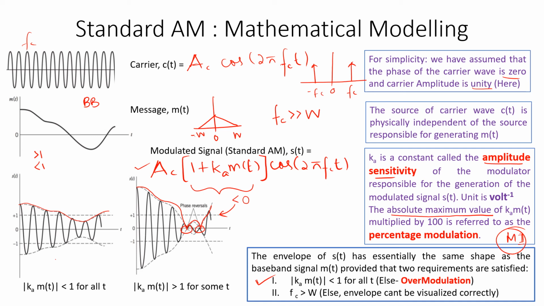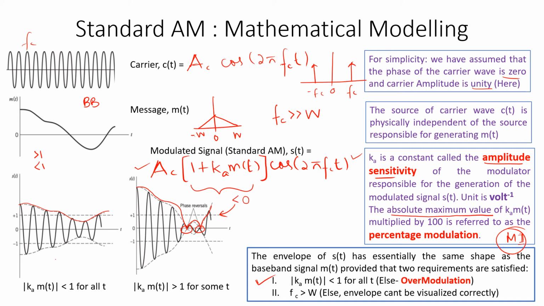To start with, I want people to be comfortable with these terminologies and with these mathematical equations which we have written. In forthcoming videos, we'll take the spectrum of this and analyze it in detail, and also analyze the effect of ka and m(t) as such. So this is how we can model a standard AM signal in the time domain. You should remember this.